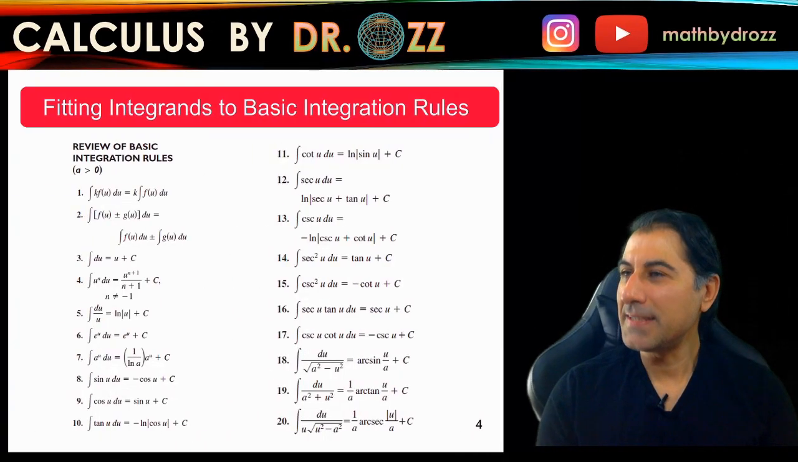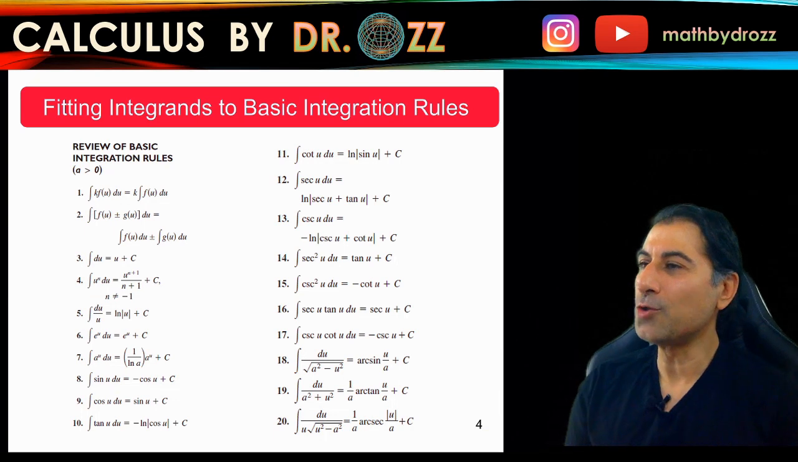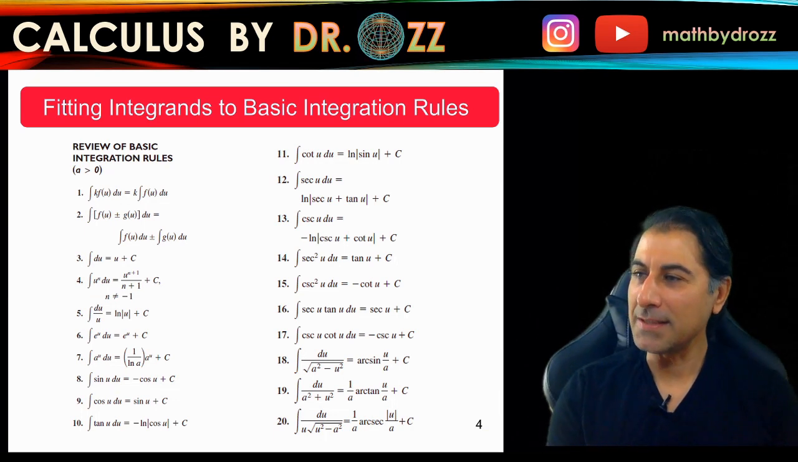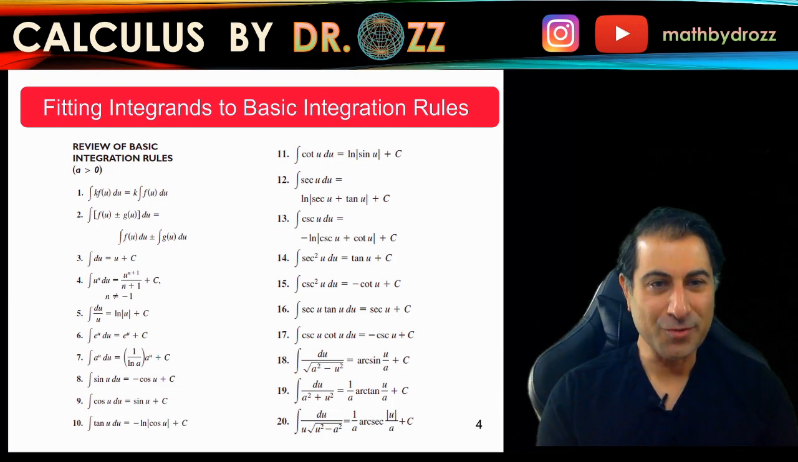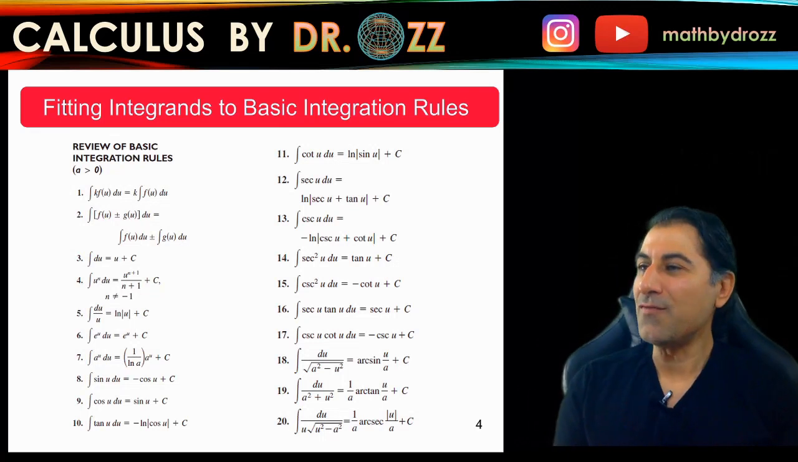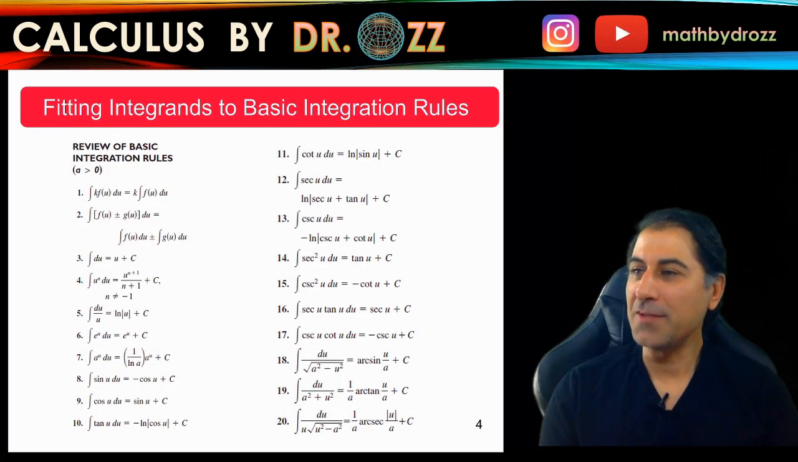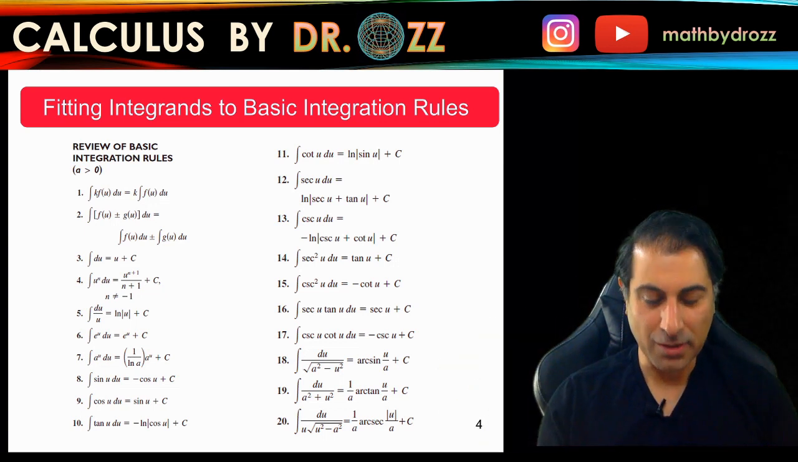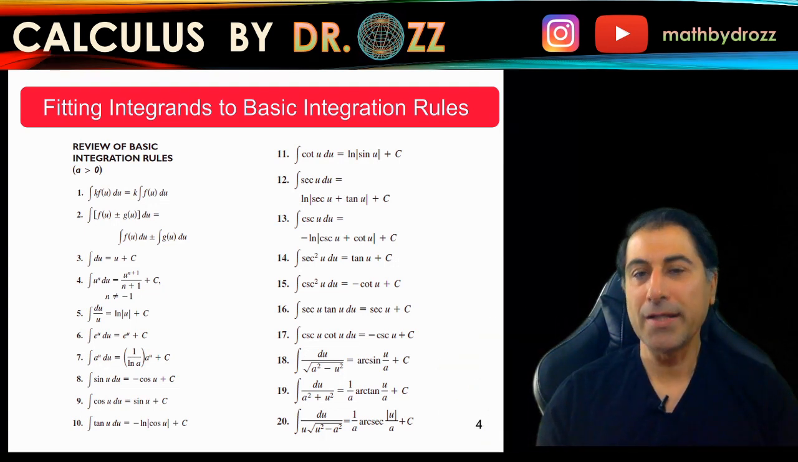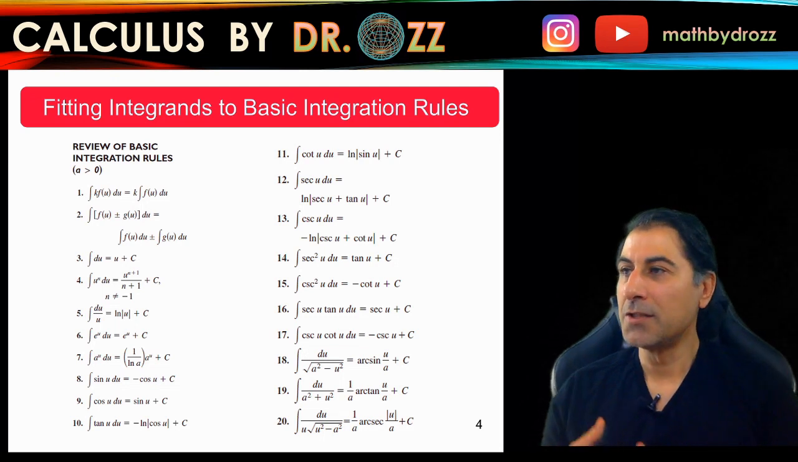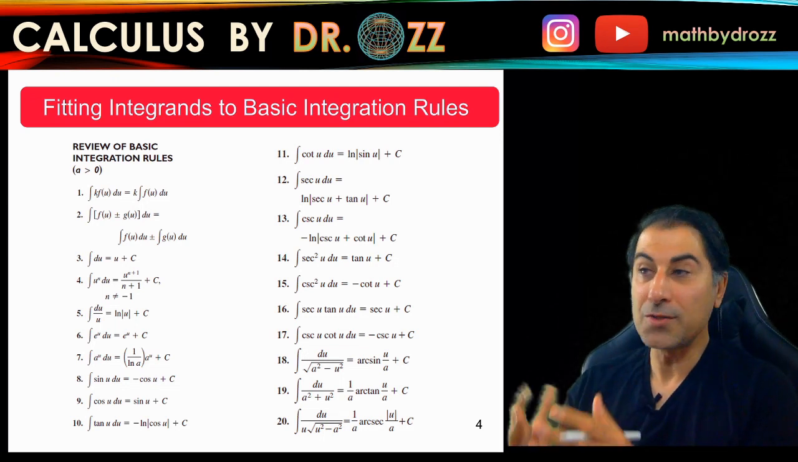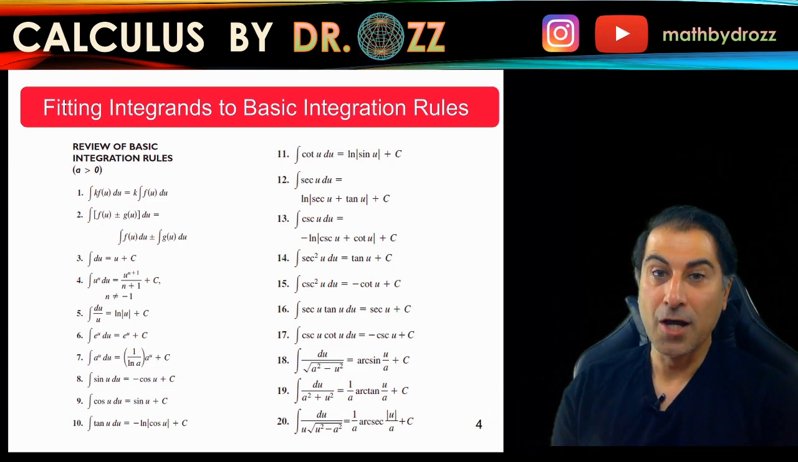Here are the basic integration rules. As you see, we have 20 of them. I think the first 17 were the subject of Calculus 1, and we added the last 3 to the list in Calculus 2. So we have 20 of them in total, and what we're going to do is to fit integrands to the ones so we can use the basic integration rules.